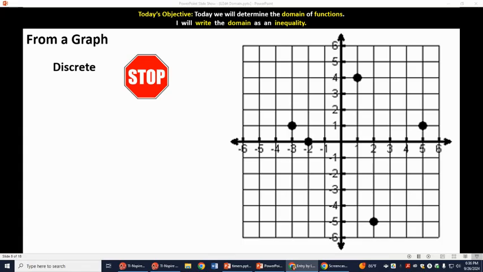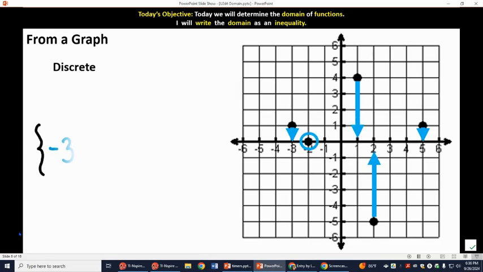Let's see how you did. You should have looked at your graph and noted the x values for each point. So my first x value was -3, followed by -2, 1, 2, and then 5.